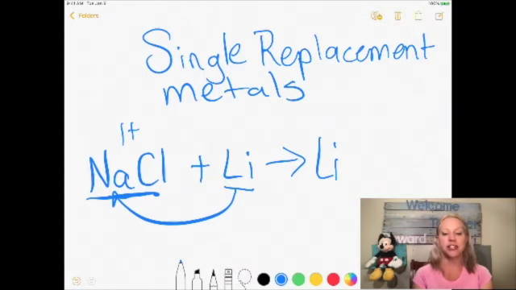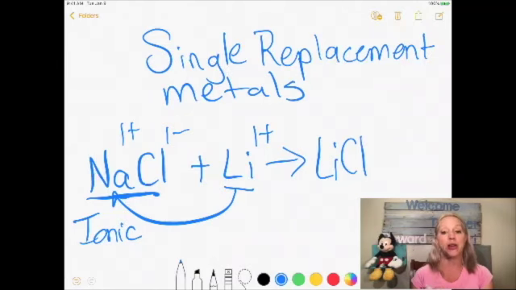We also have to consider the charges on lithium and sodium. Both sodium and lithium have a +1 charge and chlorine has a -1. An ionic compound, like what we have here, must have a balance of the charges to equal 0. So in this case, we can have lithium and chlorine, and then sodium is displaced by itself. So this reaction can take place.